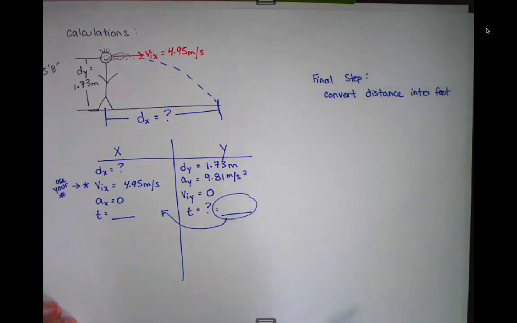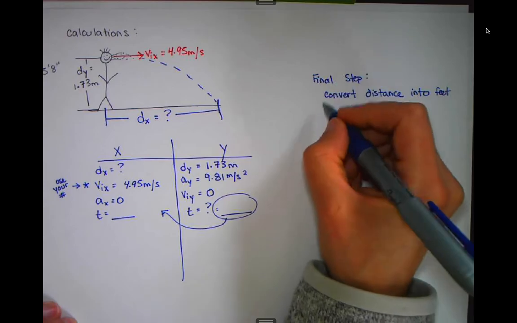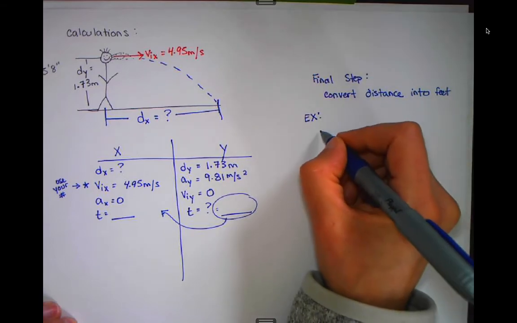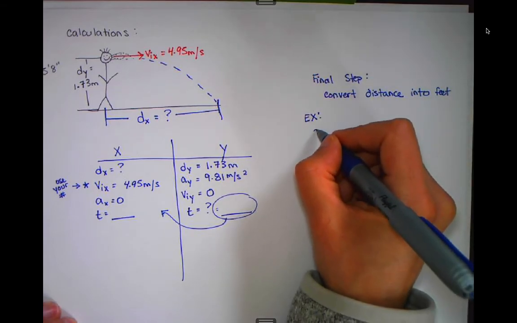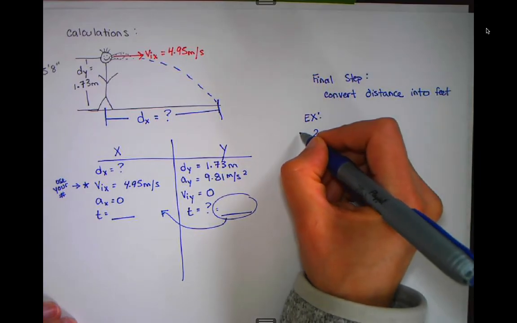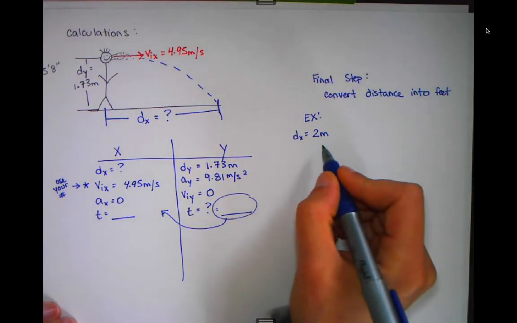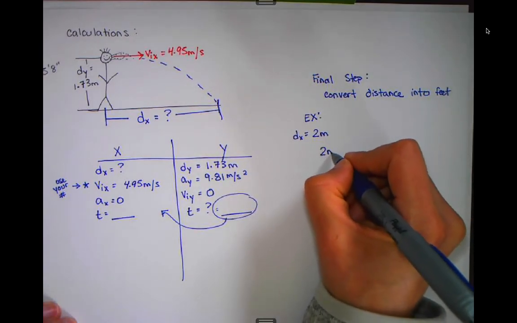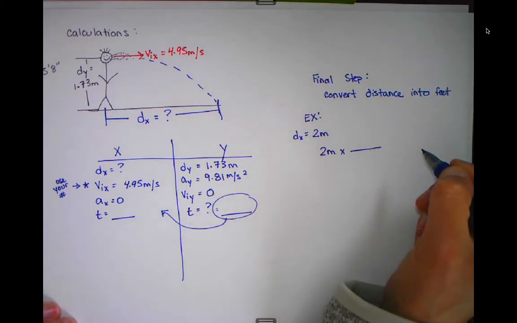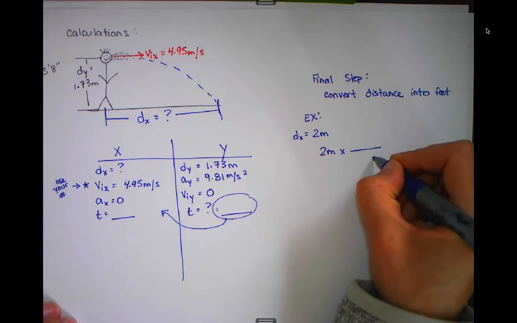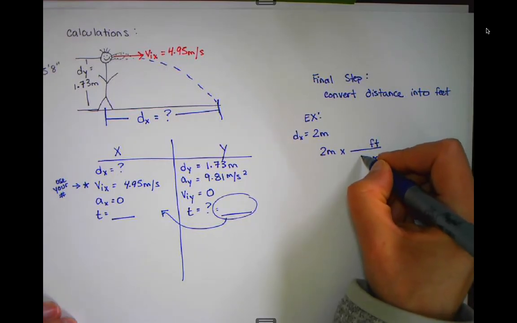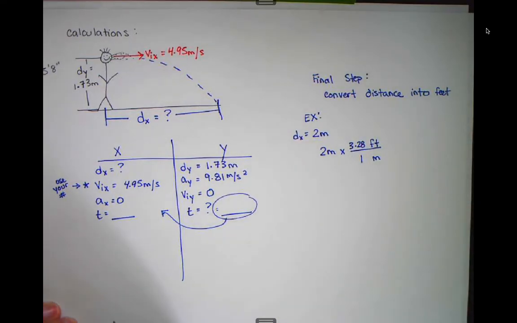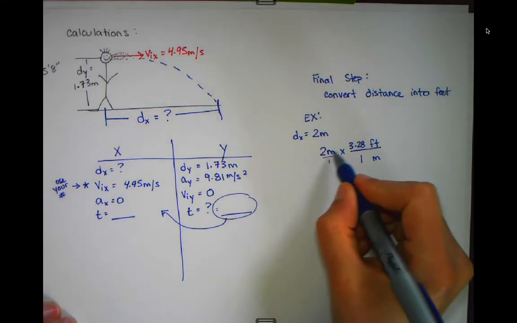Because you'll get a value in meters. And so to do that, you're going to take your number. I'm going to just give you an example. So let's take 2 meters, right? So if my distance in the x direction was 2 meters, that's not what I would get when I do this calculation, right? But if it was 2 meters, I'm going to take 2 meters and multiply by this conversion factor, which is, I'm going to put meters on the bottom, feet on the top. For every 1 meter, there are 3.28 feet in that meter. So essentially, this is like being over 1. I'm just going to multiply.